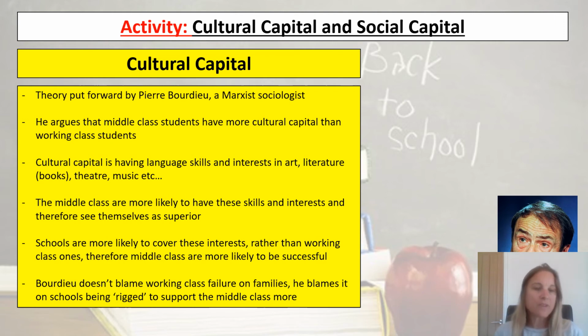He is saying that the working class lack cultural capital, but he is saying the fault that they therefore do less well in school is the school's fault and not actually the family themselves' fault, because it's just that their culture doesn't mix properly, it doesn't match the school culture.